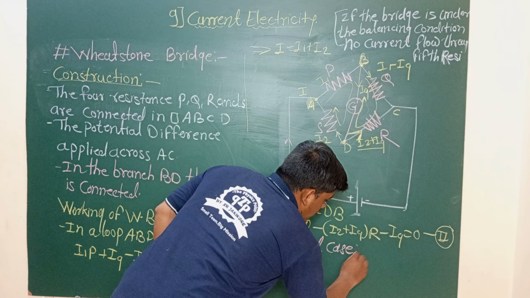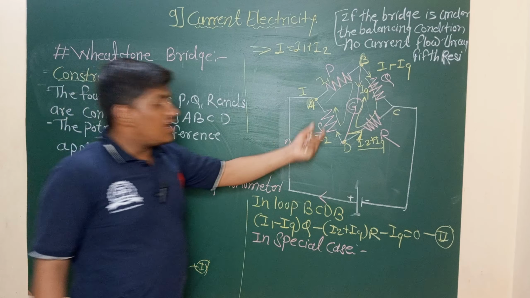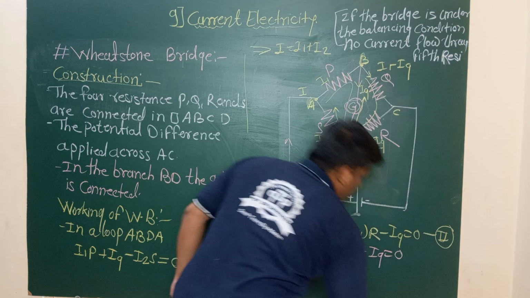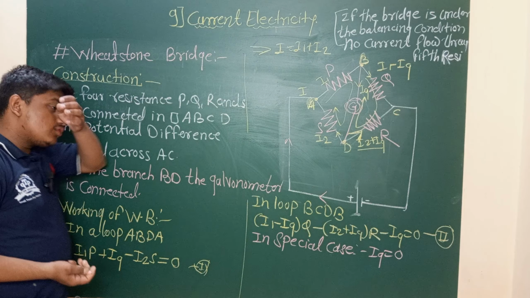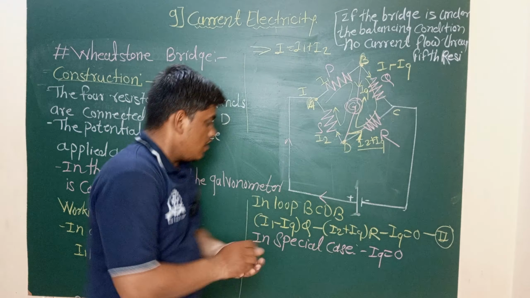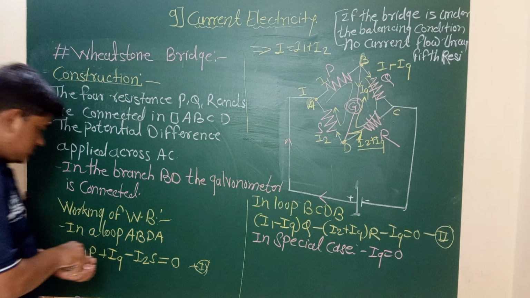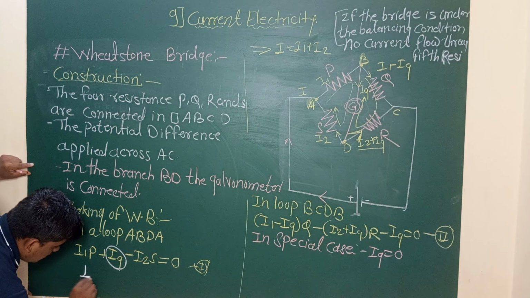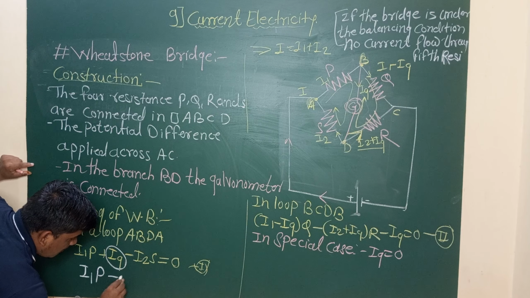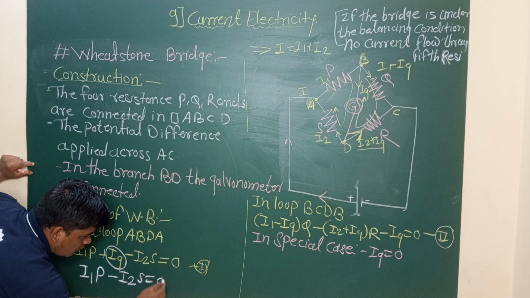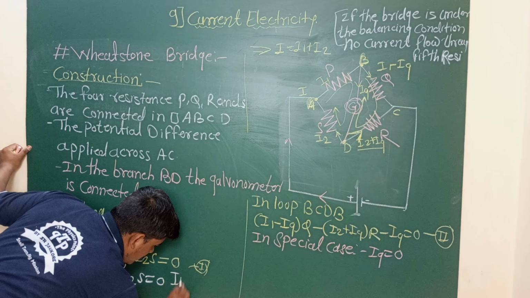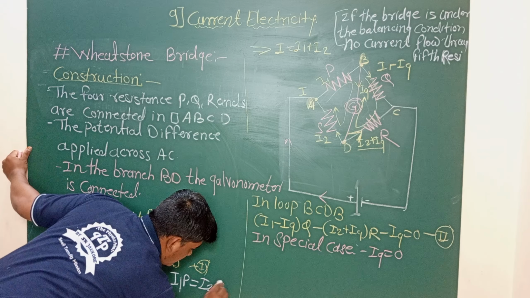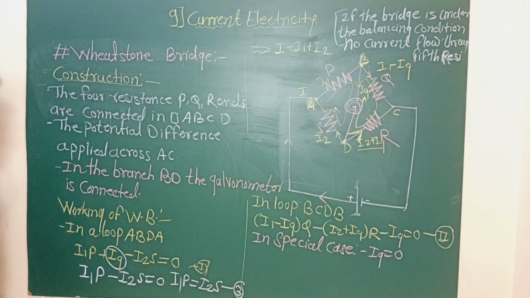Now in a special case, if no current flows through the galvanometer, that means Ig is equal to 0. Then when we put Ig equal to 0, equation 1 becomes I1 into P minus I2 into S equal to 0. Then I1 into P must be equal to I2 into S. This is equation number 3.